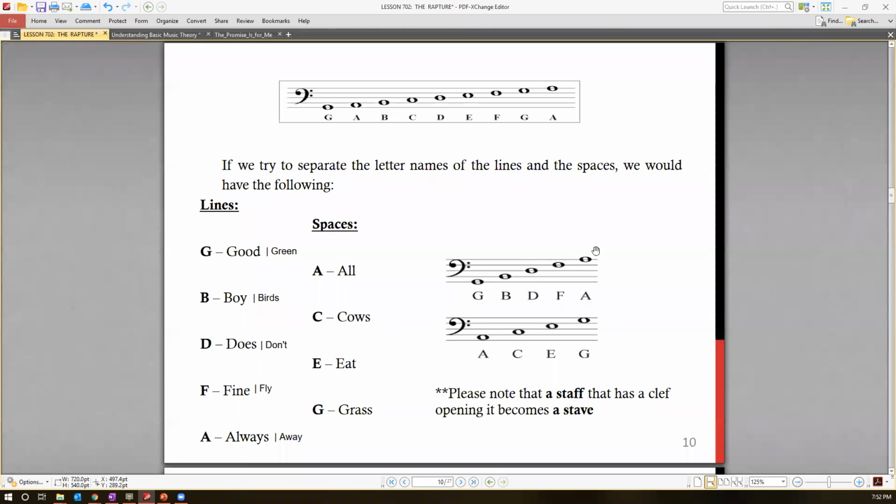All right. Like I mentioned earlier, please note that a staff that has a clef opening it becomes a stave. So, as we mentioned earlier, when we introduce a clef to a staff, then it becomes a stave.